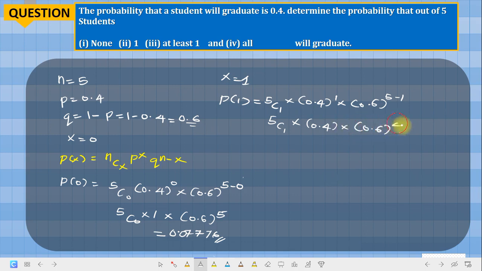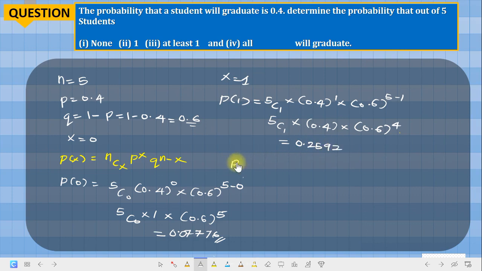0.6 raised to the power of 4. This will become 5 combination 1. What is 5 combination 1? Let me just sum it up instead of giving long processes. Now when you punch this in your calculator, it's going to give us 0.2592.